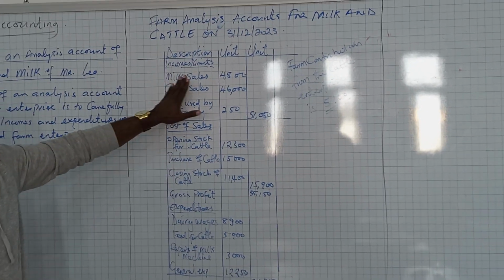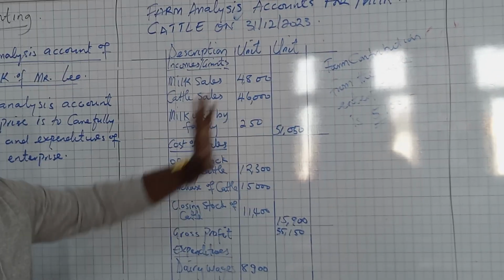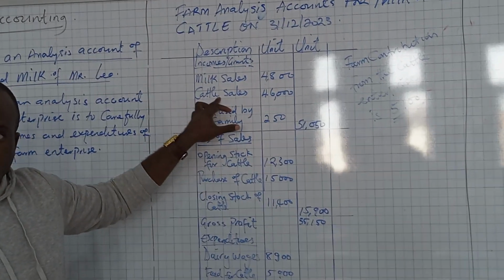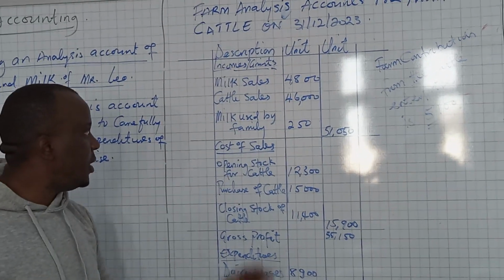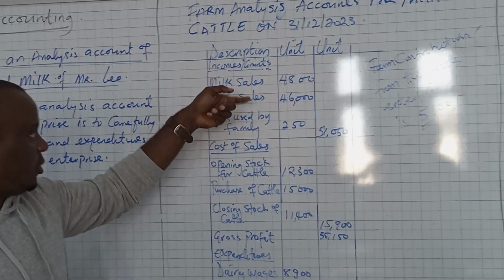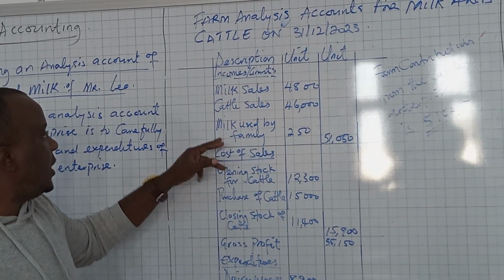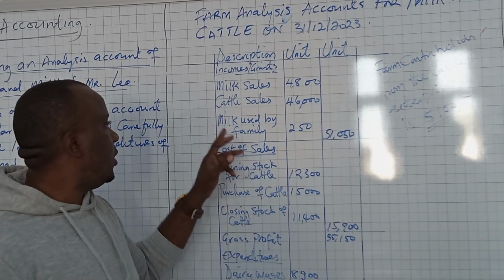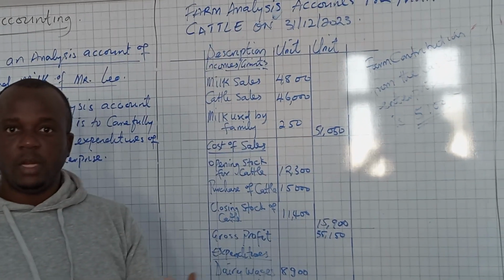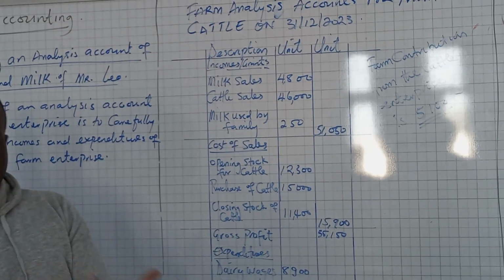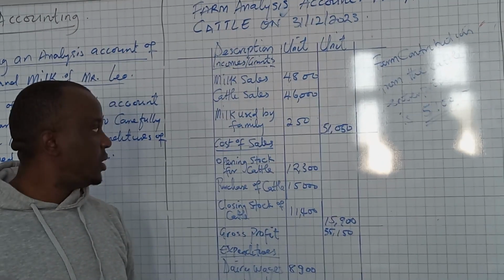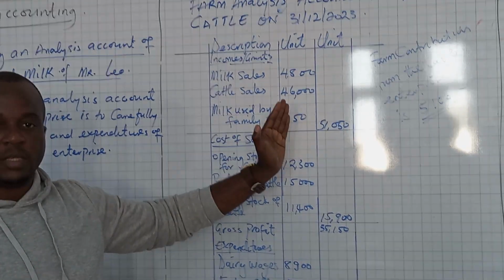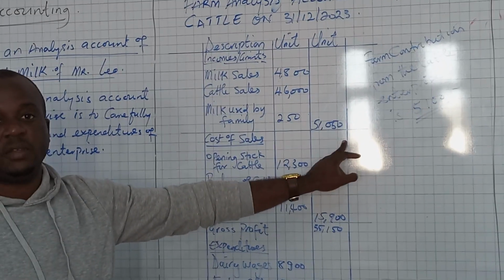So what do we do? They said milk sales for that year was just 4,800. Cattle sales was 46,000. Of course, cattle is the main product, or is the main animal. So it produces milk. The milk is not supposed to be more than the cattle itself. Then they said milk used by family. Now, of course, we call this drawings. When the family member or the owner of the business makes use of the resources of the business. So when we include it together, it means the income for that year for that enterprise for the milk and cattle is 51,050.